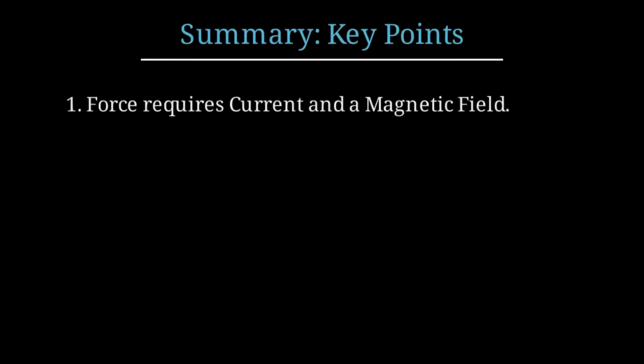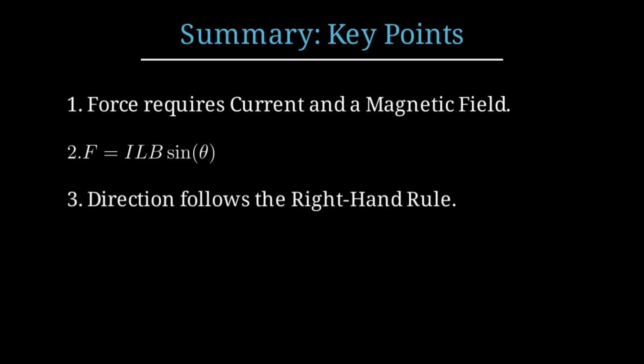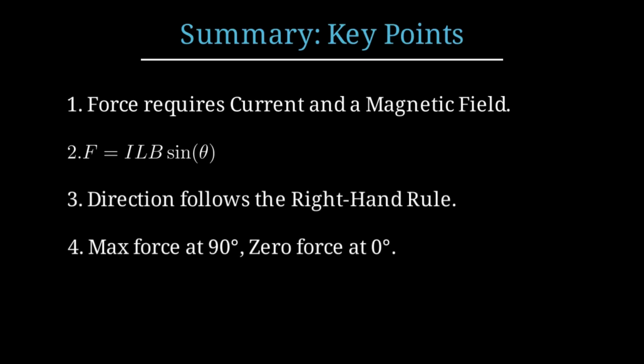To summarize, the magnetic force on a wire is determined by the current, length, field strength, and the sine of the angle. We use the right-hand rule to find the direction, and this principle powers everything from motors to maglev trains. Here is a quick question for you.